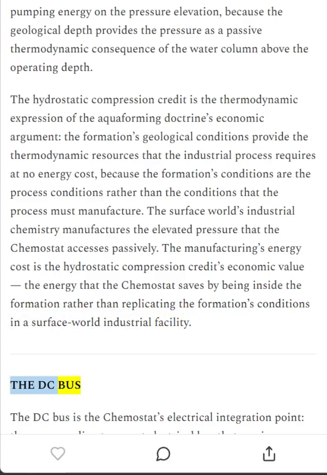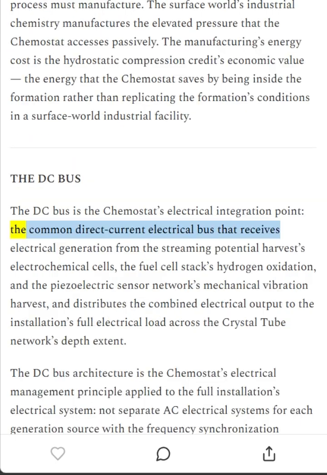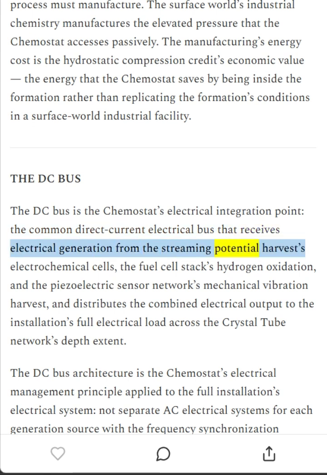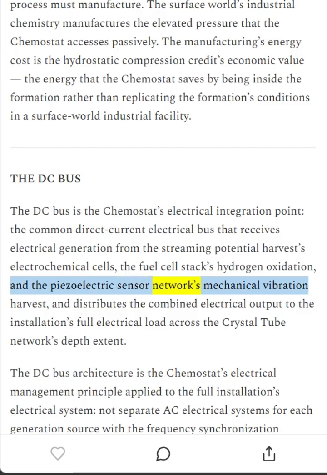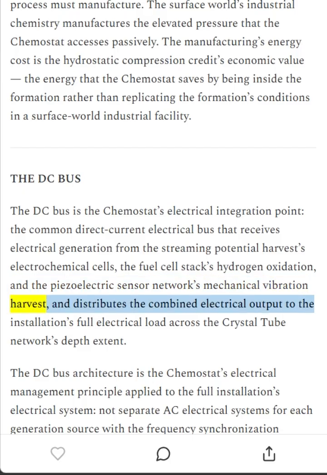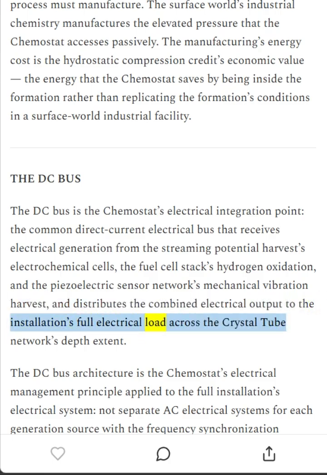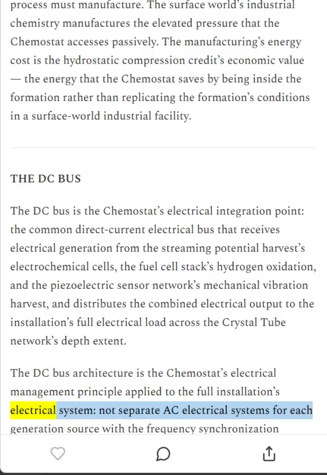The DC bus. The DC bus is the chemostat's electrical integration point, the common direct current electrical bus that receives electrical generation from the streaming potential harvest's electrochemical cells, the fuel cell stack's hydrogen oxidation, and the piezoelectric sensor network's mechanical vibration harvest, and distributes the combined electrical output to the installation's full electrical load across the crystal tube network's depth extent.